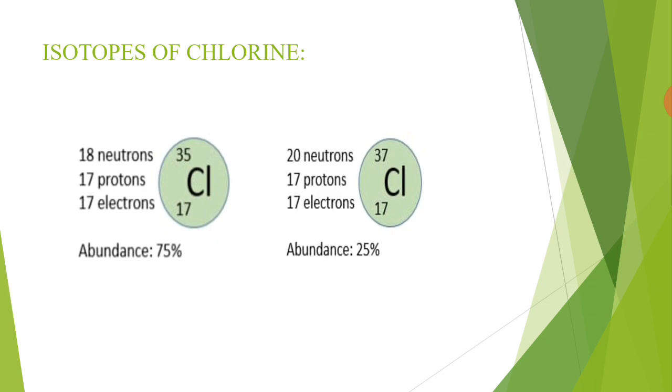Now isotopes of chlorine. Chlorine has 2 isotopes, chlorine 35 and chlorine 37. Chlorine 35 symbol is 17Cl35. It has 17 protons and 18 neutrons. Chlorine 37 symbol is 17Cl37. It has 17 protons and 20 neutrons. Natural abundance of chlorine 35 is 75% and chlorine 37 is 25%.